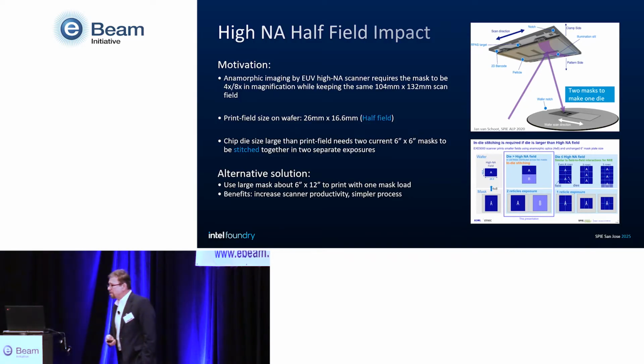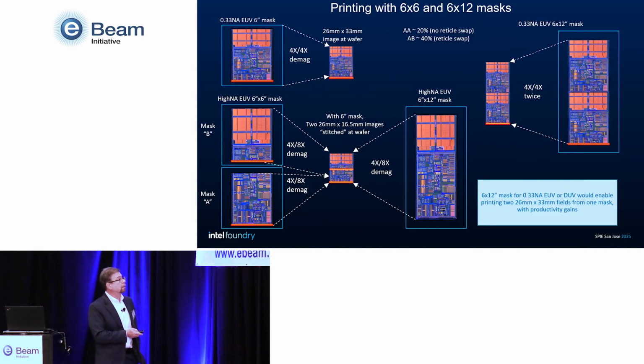And maybe I'll show you a little bit of animation to explain this a little bit better. I have a few cases here, so bear with me. This is our traditional 0.33 NA exposure system. And this is our vision of the high NA. This is today's high NA, which is 2 masks, mask A and mask B. And this is the 6 by 12 mask that I'm pitching, and we've been working on for a while. And this case here is the case of a byproduct. If we actually do this for high NA, as a byproduct, we'll get twice the real estate on the 0.33 NA.